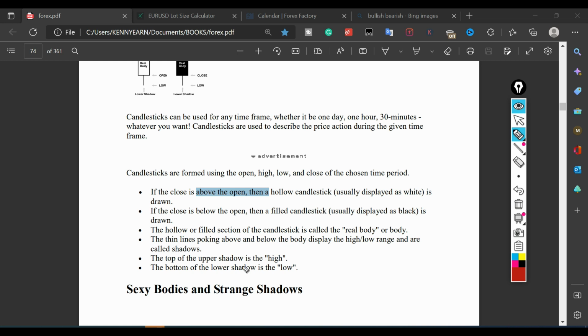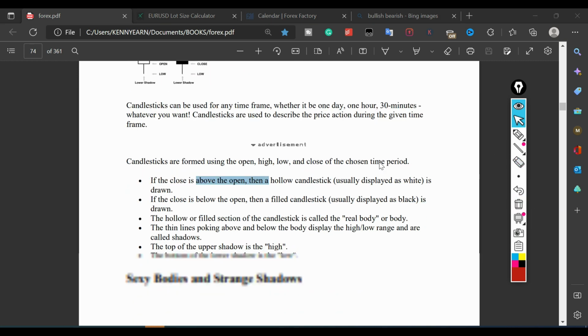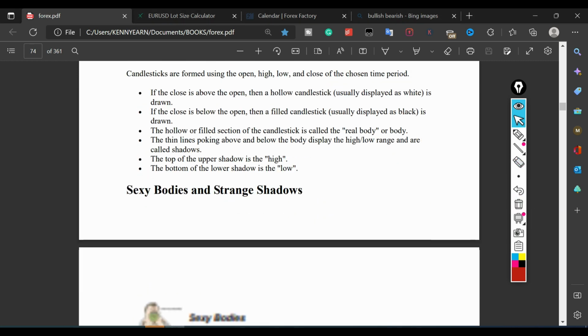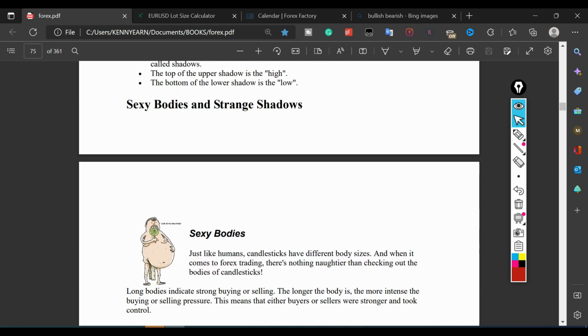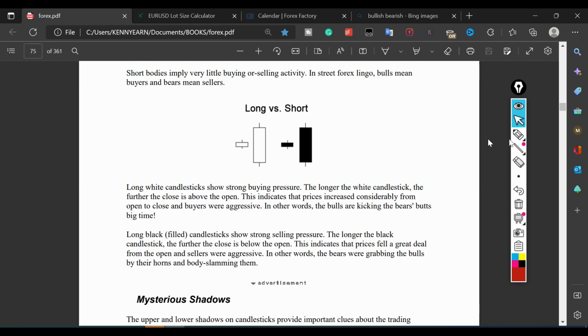They use black, and then the top shadow is called the high. So this is the low, and the other one is the high. Like I said, I use wicks. They call it shadow here, but I still call it wicks. It's all the same thing. Now these candlesticks vary with different sizes and different bodies. Let's talk about long and short candles. So this one is a short candle, this one is a long candle.